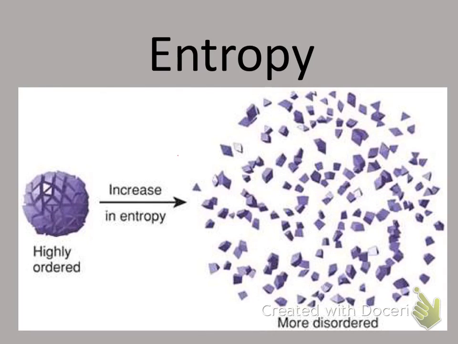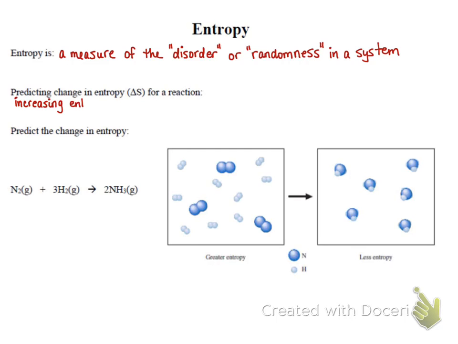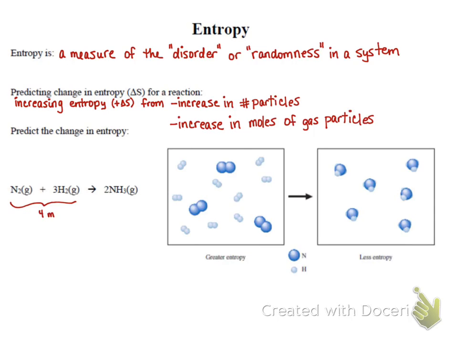So in this podcast, we're going to talk about entropy, which, as we'll see, measures how much disorder there is in a system. The definition of entropy is the measure of the disorder or the randomness in a system. And just like enthalpy, we don't really care about entropy, which has the symbol S, by the way. We care about the change in entropy.